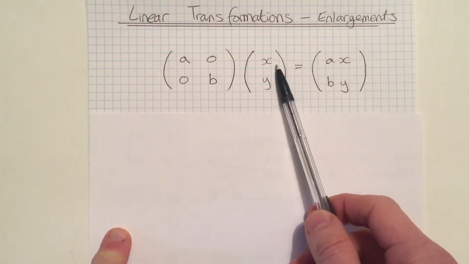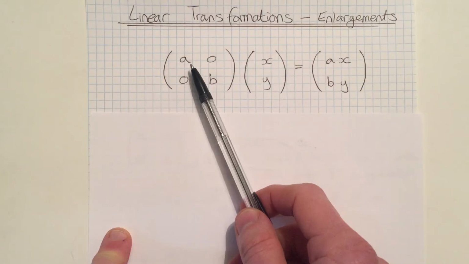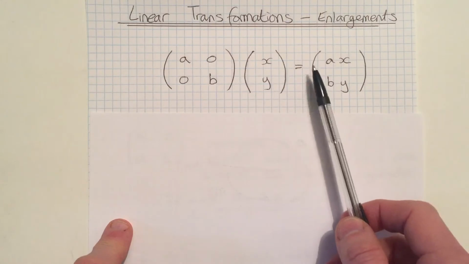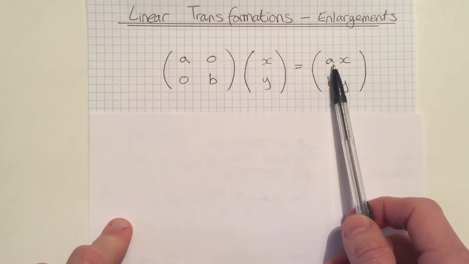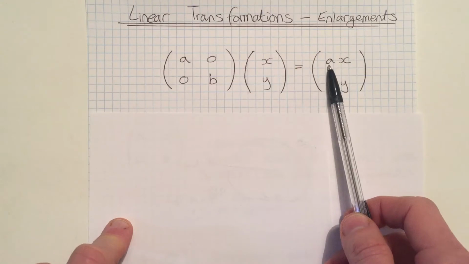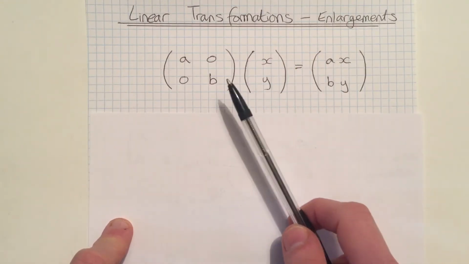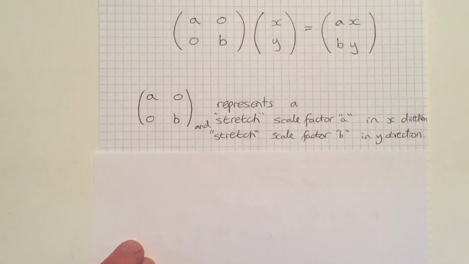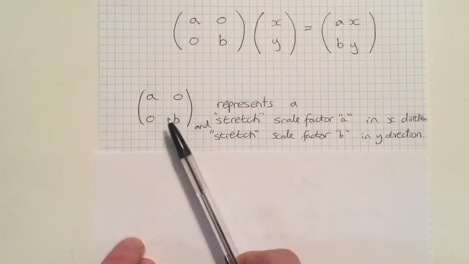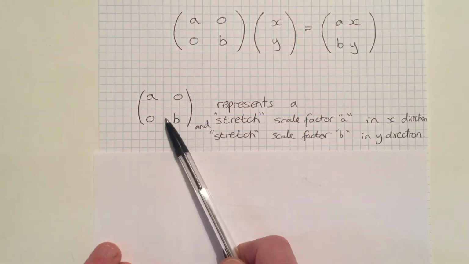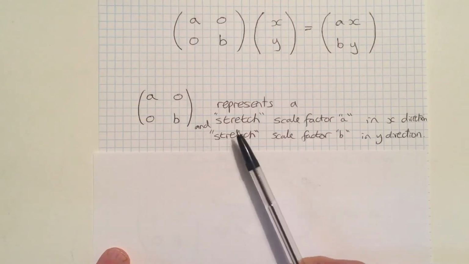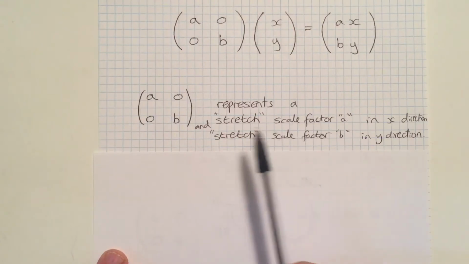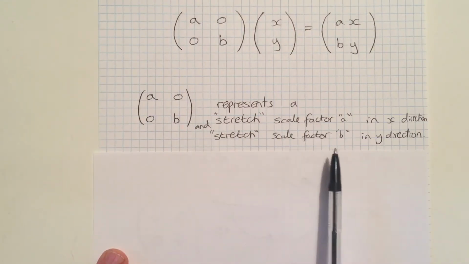So what's happening is the X coordinate is being multiplied by A and the Y coordinate is being multiplied by B. So in effect what that's doing is it's just stretching out the X coordinates by a factor of A, and it's stretching the Y coordinate out by a factor of B. So what we can say is generally that this matrix here represents a transformation that is a stretch of scale factor A in the X direction and also a stretch of scale factor B in the Y direction.